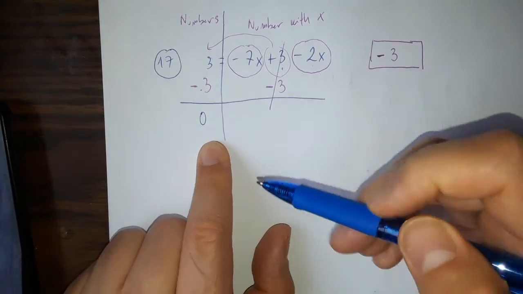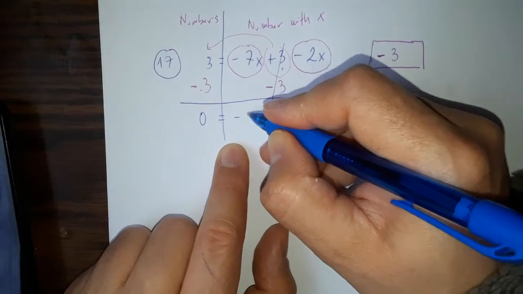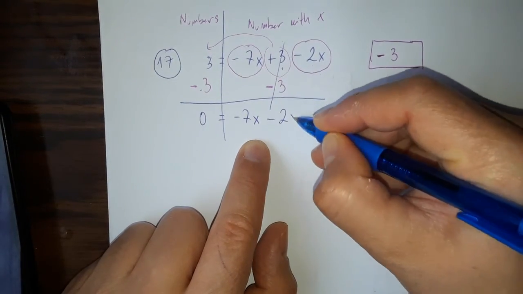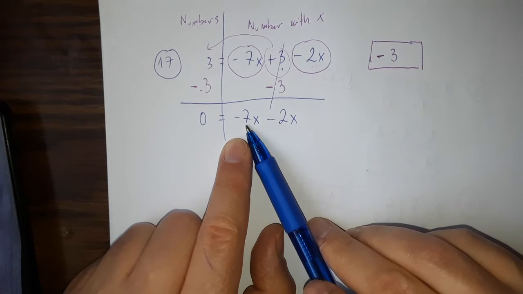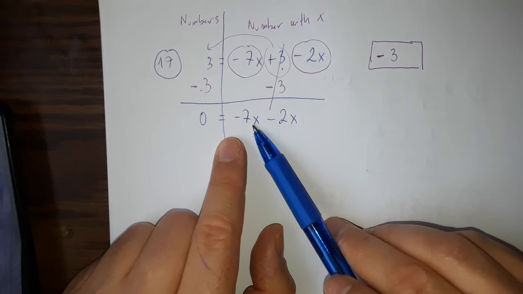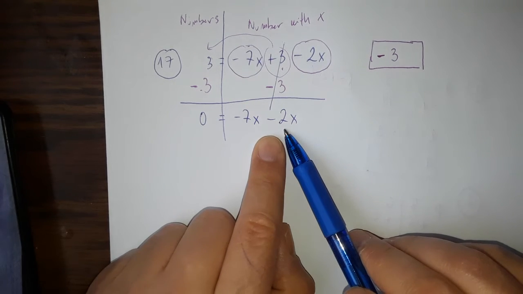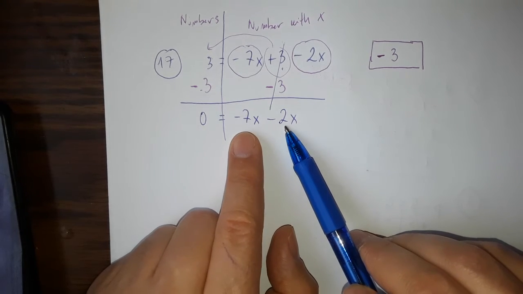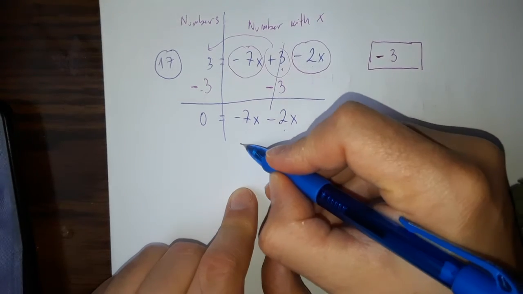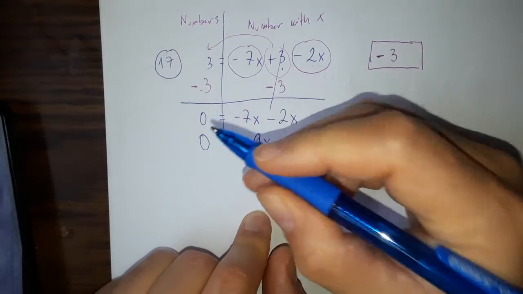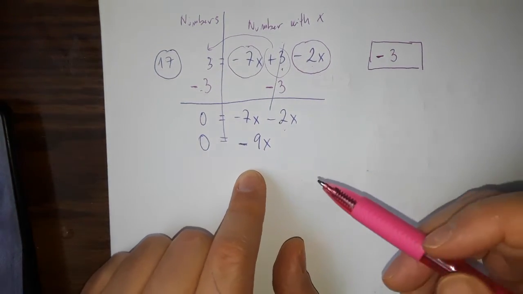And then -7x minus 2x. Now, if we lost 7 houses in a fire and then we lose 2 more houses, how many houses have we lost in total? Okay, we are adding negatives. So this is going to be -9x equals 0.